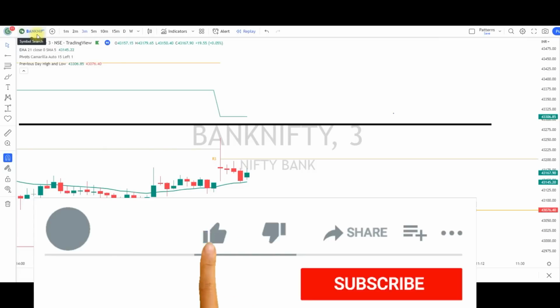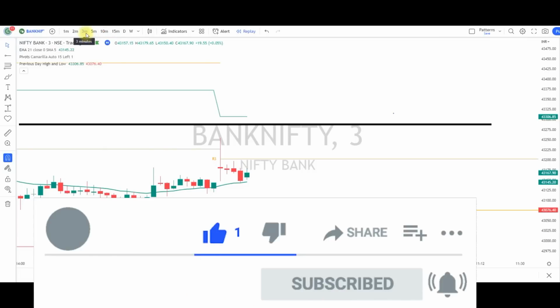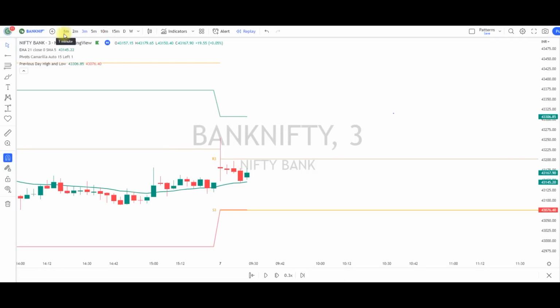This is a BankNifty chart. The time frame I have selected is 3 minutes. Either you can select 3 minutes or 1 minute. So now we can see where we got the entry for the scalping trade. When you see, this green candle gave a close above the 21 days moving average. Also this green candle is above the previous day low and S3 level, so support zones.